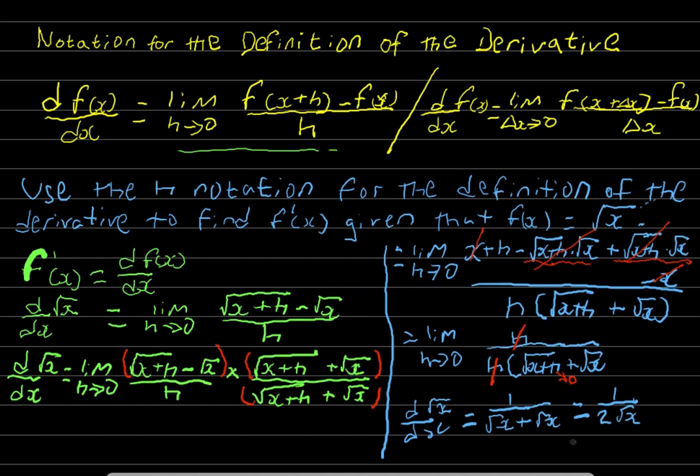And we can write this one as one half multiplying x to the power of negative 1 over 2. Thank you.